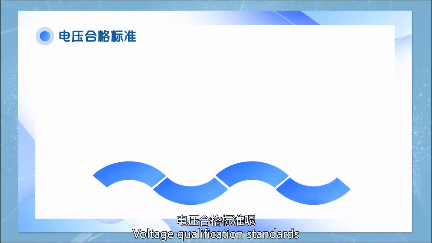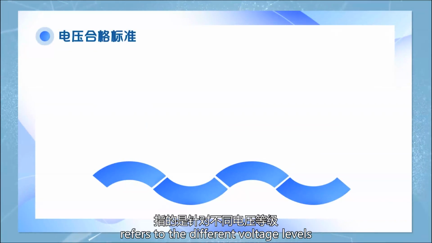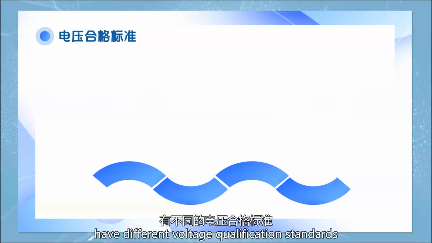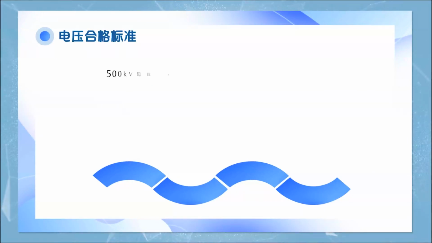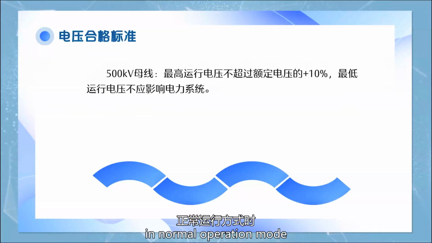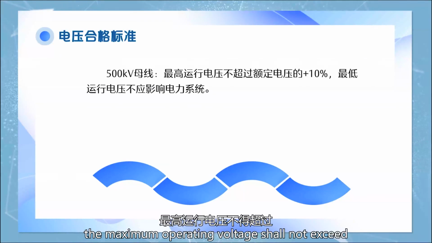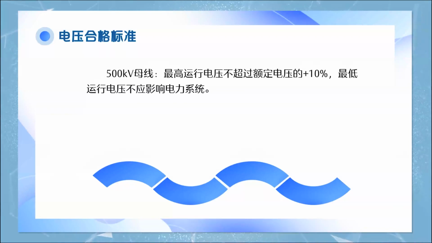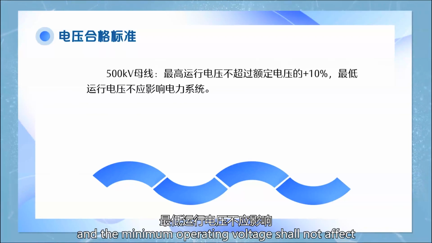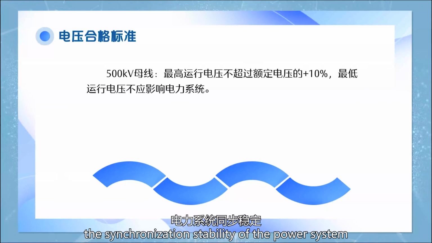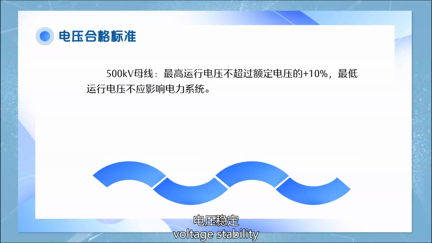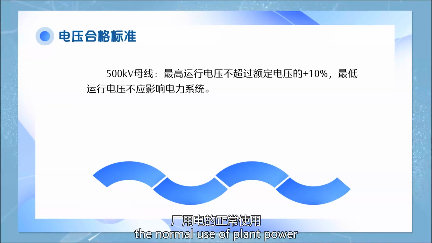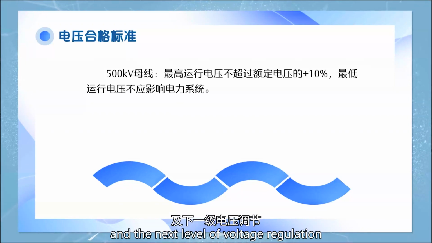Voltage qualification standards refers to the different voltage levels have different voltage qualification standards. For the 500 kV bus bar in normal operation mode, the maximum operating voltage shall not exceed plus 10% of the rated system voltage, and the minimum operating voltage shall not affect the synchronization stability of the power system, voltage stability, the normal use of plant power, and the next level of voltage regulation.